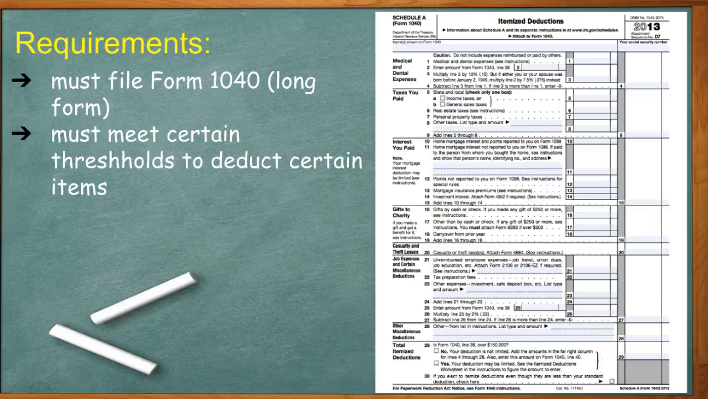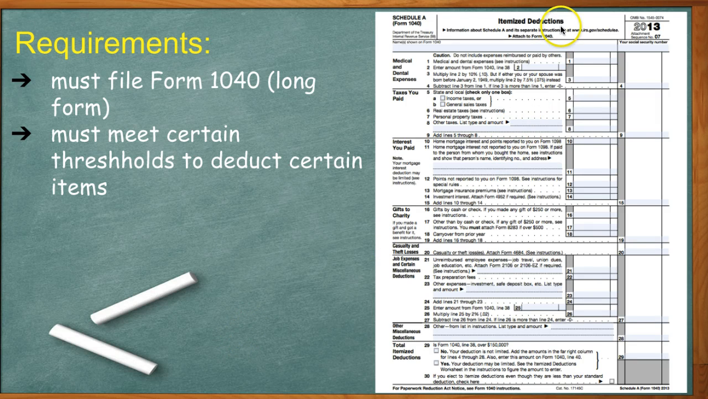The difference here, though, is that instead of the $12,200, if that couple had owned a home perhaps, it might have put them in a situation where their itemized deductions were more than their standard deduction of $12,200. You will always get to choose which one is higher, and that's the one you get to deduct. You must also meet certain thresholds to deduct certain items, and we'll look at that soon.